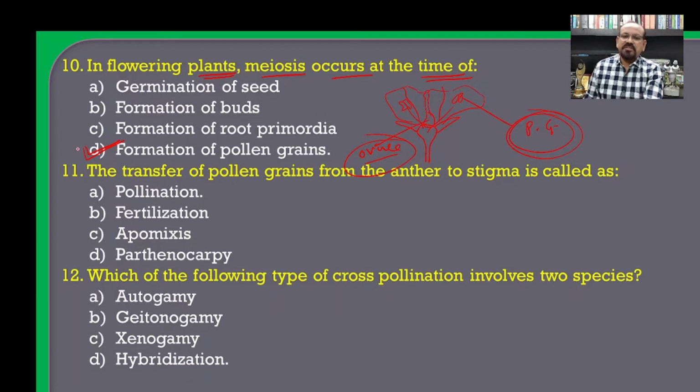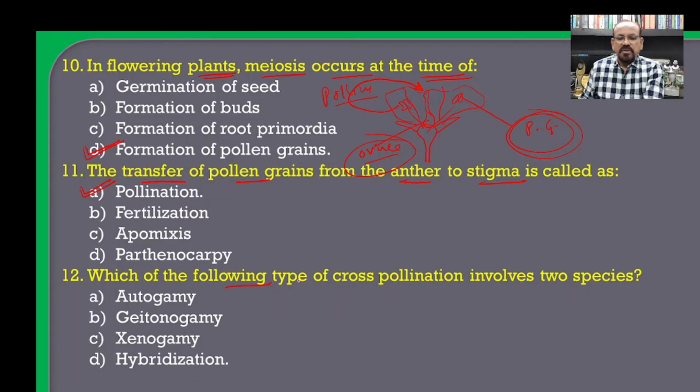The transfer of pollen grains from anther to receptive stigma is known as... Means in the flower, when there is formation of the pollen grains, they are transported to the stigma, and this process is known as pollination, and hence A becomes the answer for this question.